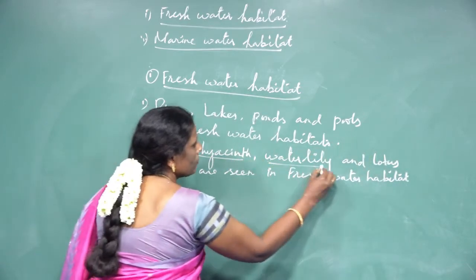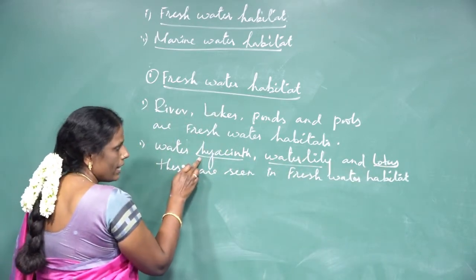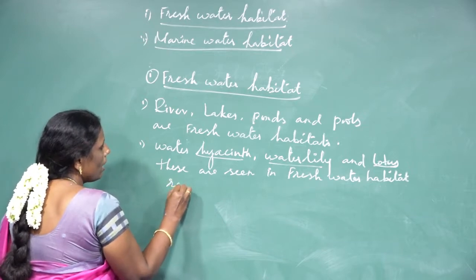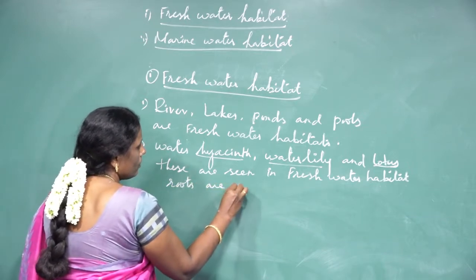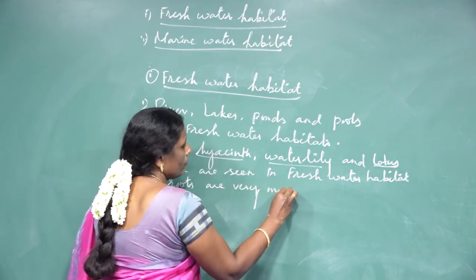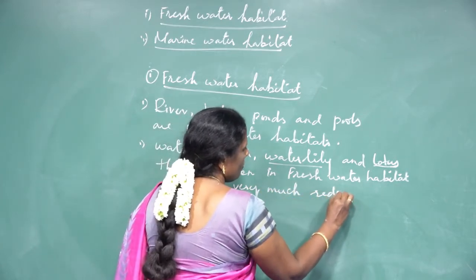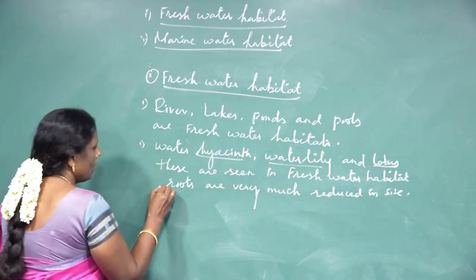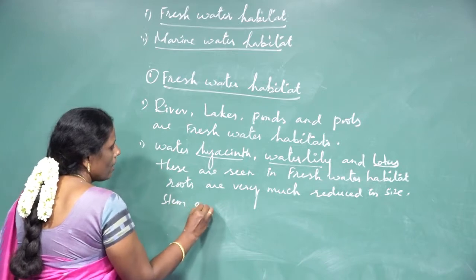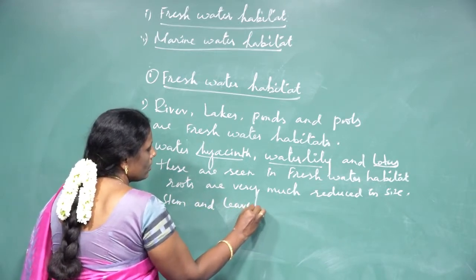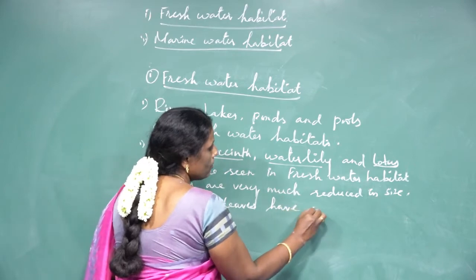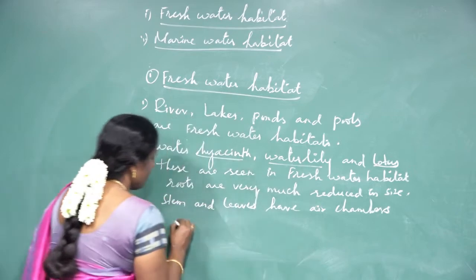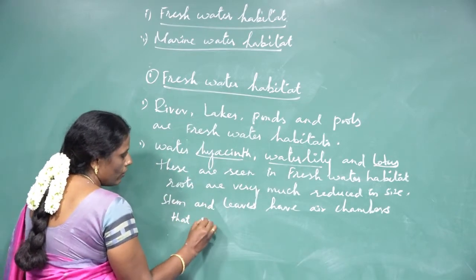In these plants, what are they? Water hyacinth, water lily and lotus. These plants' roots are very much reduced in size. And stem and leaves have air chambers that allow the aquatic plant to float in water.